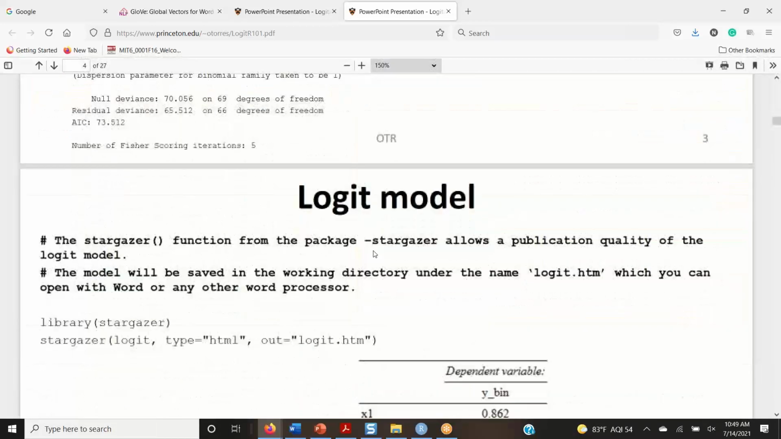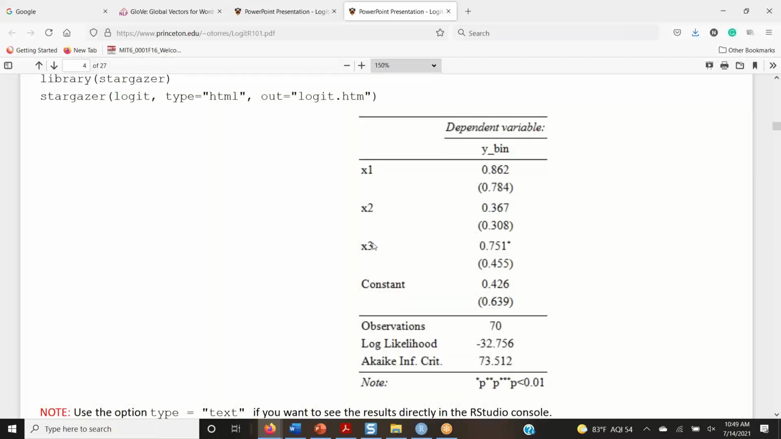Okay. In the next class, I will do the multinomial modeling and also the Poisson method as examples of the generalized linear model. Okay. I want to close the session today. Any questions?